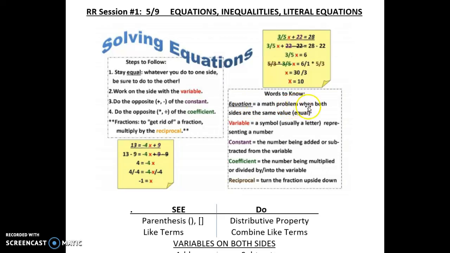An equation is a math problem when both sides have the same value. You want to look for an equal sign. When you don't have an equal sign, it's called an expression. You may want to write that down. An expression is something that doesn't have an equal sign. A variable is a letter, a constant is a number, a coefficient is the number in front of a letter, and reciprocal means to flip the fraction. Anytime you want to pause the video to get these notes into your vocab notebook, I would suggest that you do that, because I'm just going to continue scrolling through.